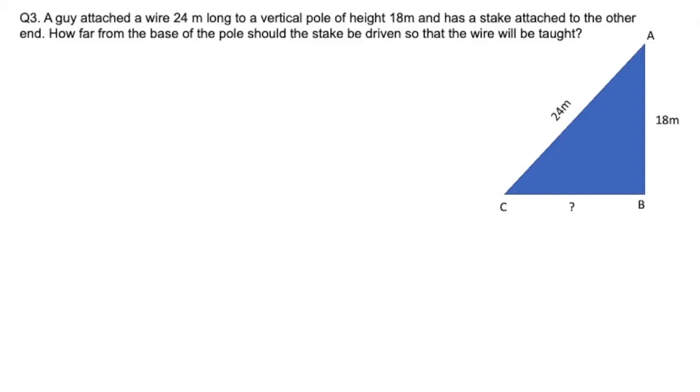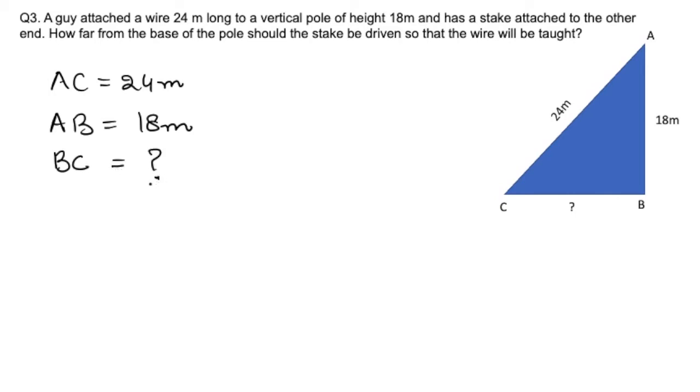Now let's move on to question number 3. In question 3, a guy attached a wire 24-meter long to a vertical pole of height 18 meters. Vertical pole here is represented by AB. तो AB की जो height आपको given है, that is given as 18 meters. So in this case, we are given the value of AC, that is the hypotenuse, as 24 meters. Also, we are given the vertical length, which is AB in this case, as 18 meters. And we are supposed to find the base, that means BC we are supposed to find.